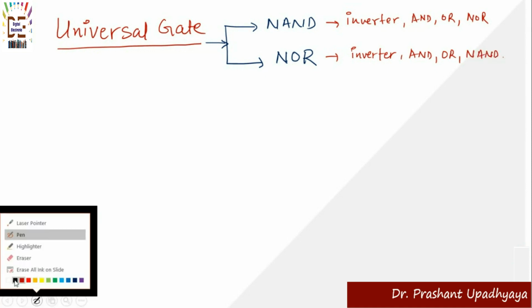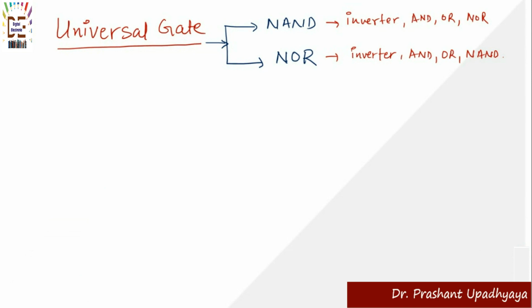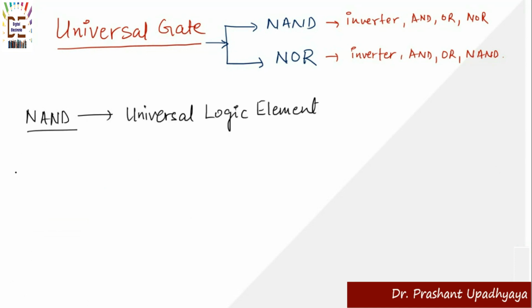So let me take one example, using the NAND gate. We will be using the NAND gate as a universal logic element. So if I want to design, let's say, the inverter, and I have a NAND gate, we are talking about the 2-input NAND gate only.